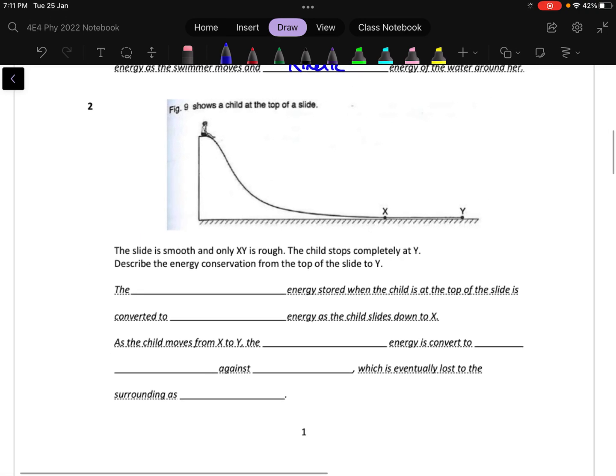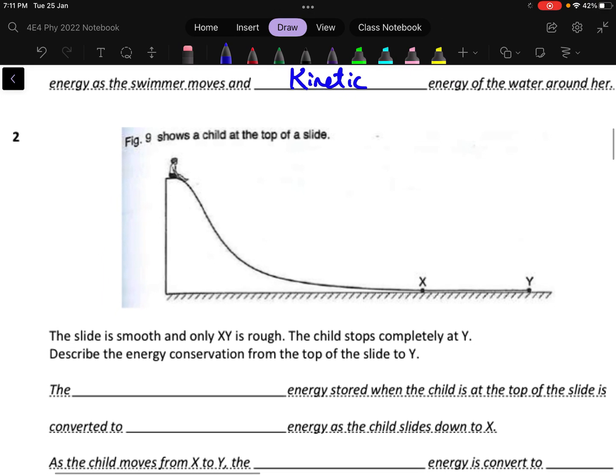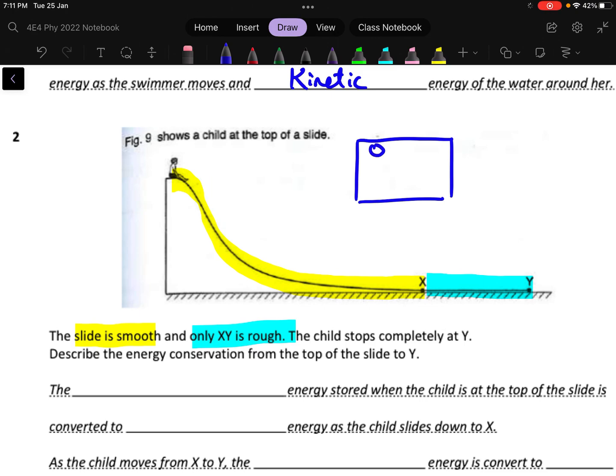Now another example, this one is also from a TYS. You have a child at the top of the slide, and basically the slide is moved from this point to this point. So you can assume that there's no air resistance as well. But between X and Y, it is rough. So there will be energy loss from the system. In this case, the system that you are talking about will be the child, right? So at the beginning, the child would have GPE, and then as it slides down a smooth curve, down here at the bottom, it will have KE, correct or not?